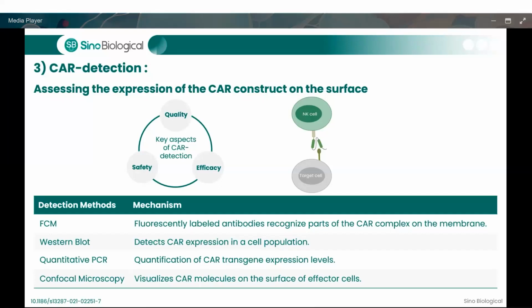There are several methods we can use to monitor the CAR expression, including flow cytometry, which is very convenient and widely used in CAR development. We can also use Western blot, qPCR, and confocal microscopy, which are also commonly used techniques or applications we need to further validate.